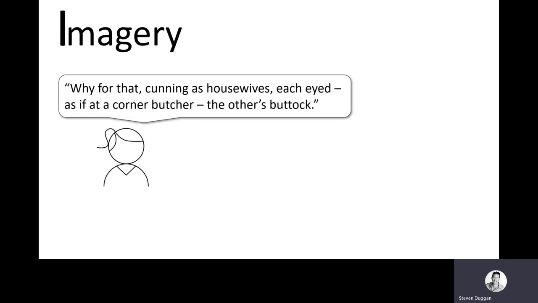This first one is from Eavan Boland's The Famine Road. "Why for that, cunning as housewives, each eyed as if at a corner butcher, the other's buttock," talking about the extremes of hunger during the famine.